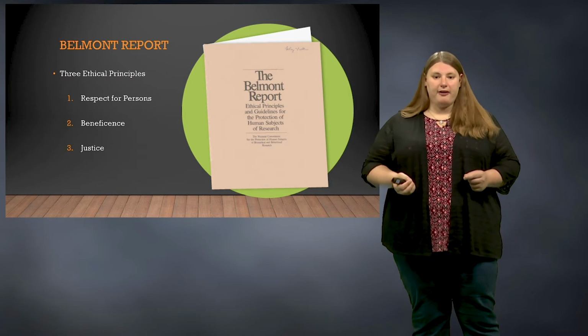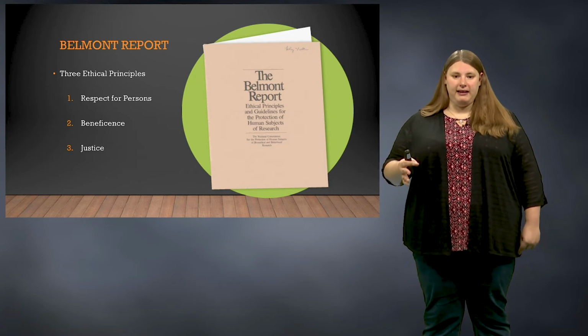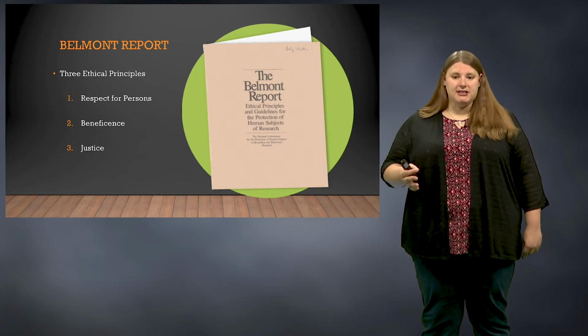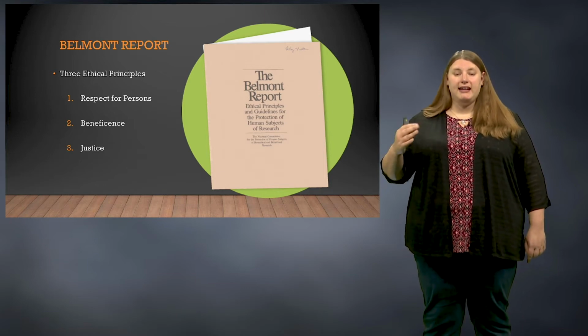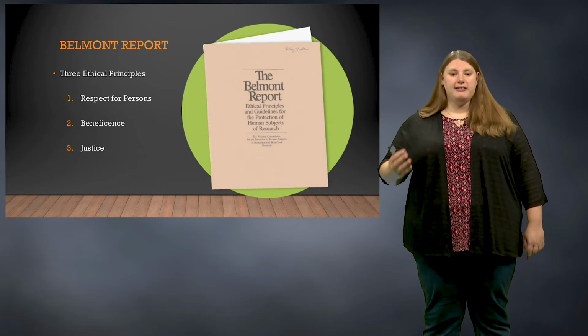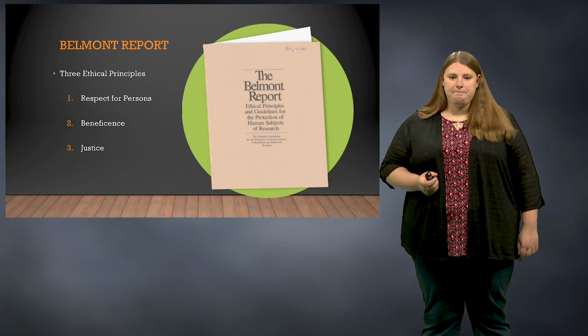Embedded within this respect for persons was the recognition that not all people have the same ability to be autonomous agents. And the Belmont Report stated that respect for the immature and the incapacitated may require additional protections, even to the point of excluding them from participating.